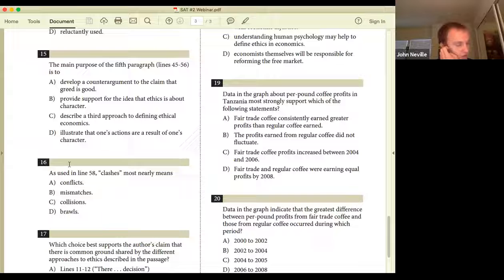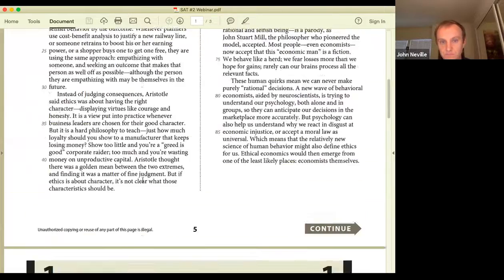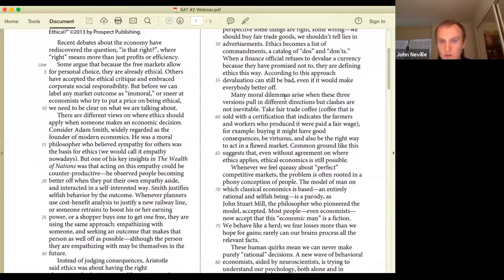Okay, so here, this is a classic words in context question. As used in line 58, "clashes" most nearly means... Okay. So here's the sentence: "Many moral dilemmas arise when these three versions pull in different directions, but clashes are not inevitable." The next thing that you want to do is come up with your own synonym.